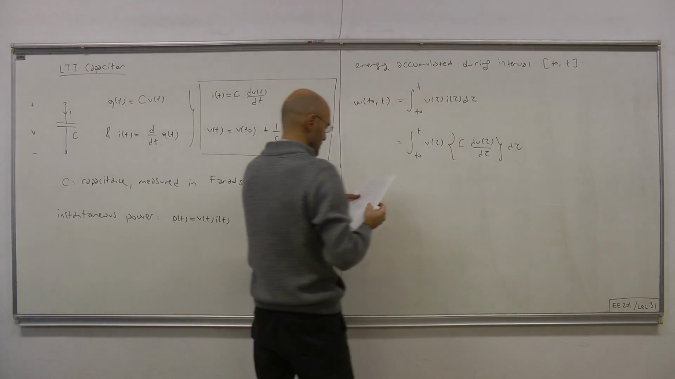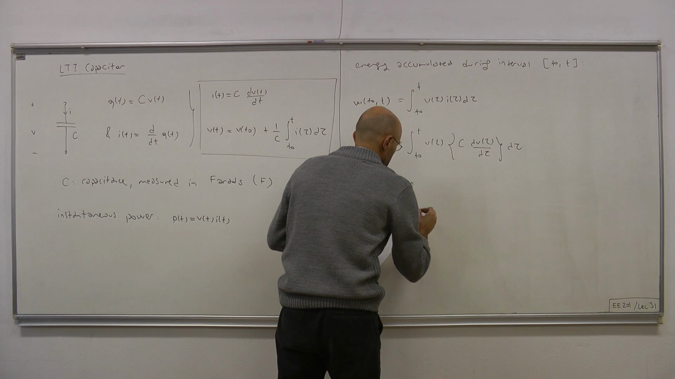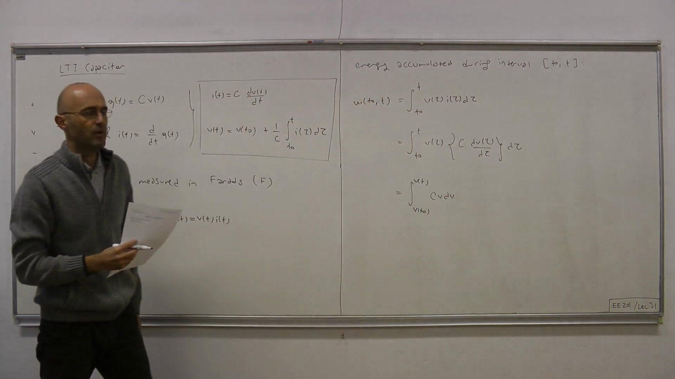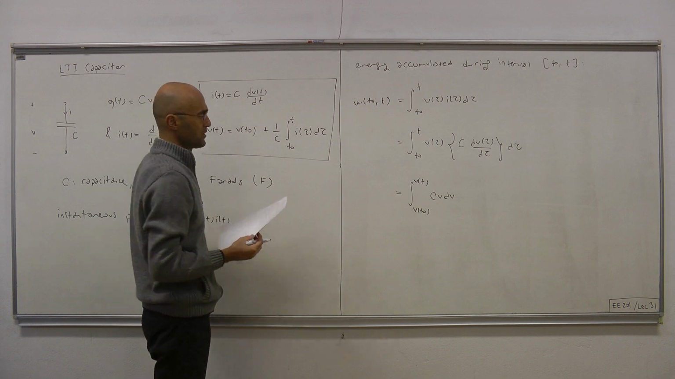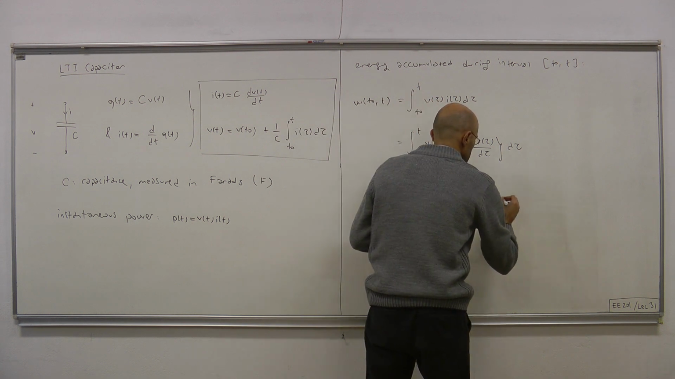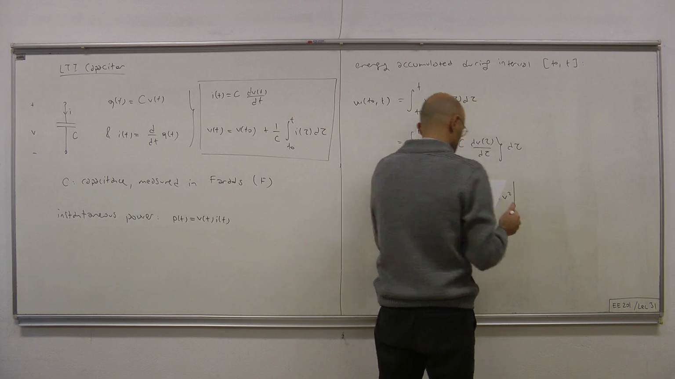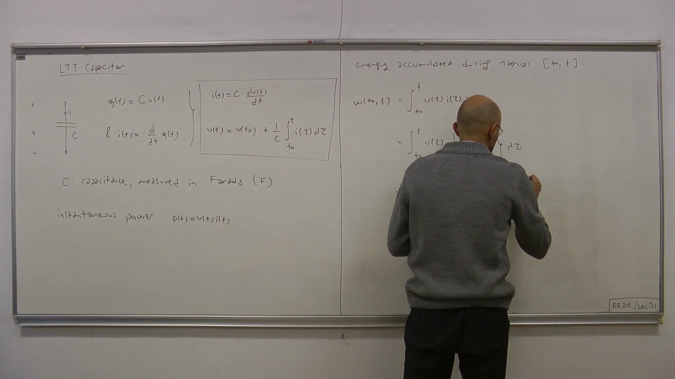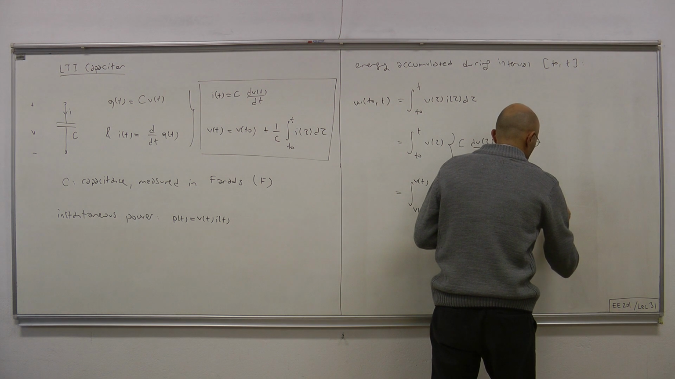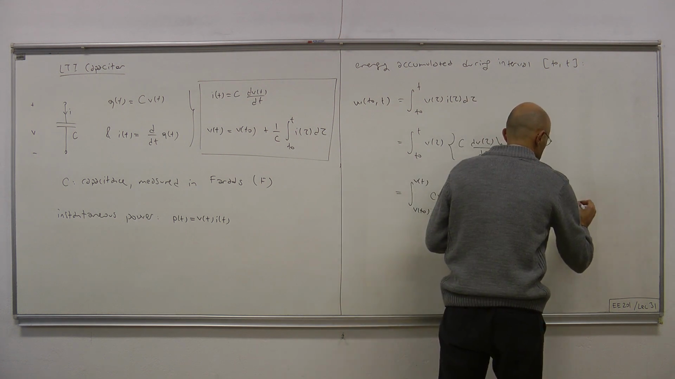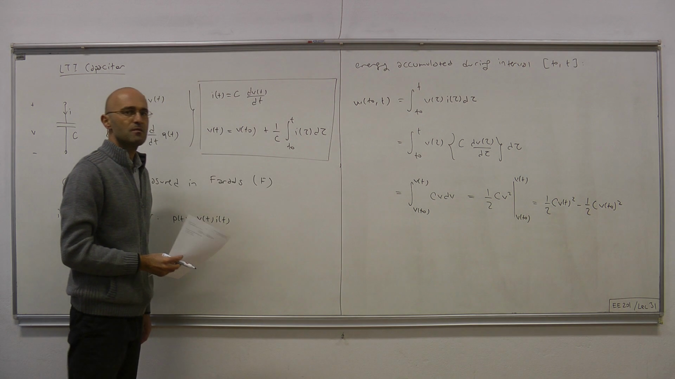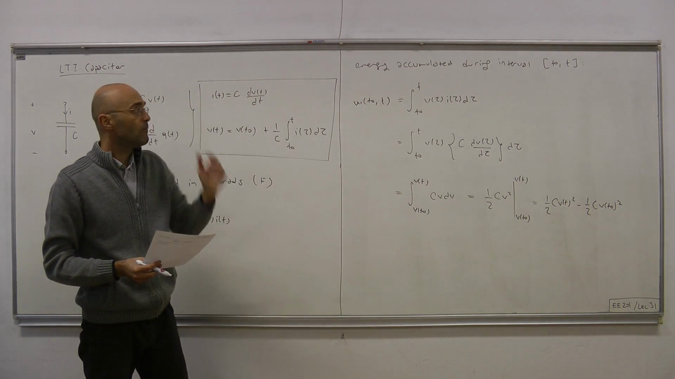Then this can be written as the integral from v(t0) to v(t) of C v dv. Now we're integrating capacitance times the voltage. Capacitance is constant, therefore this integral yields 1/2 C v squared, from v(t0) to v(t). And the answer is 1/2 C v(t) squared minus 1/2 C v(t0) squared. So that difference is the energy accumulated during the interval from t0 to t.